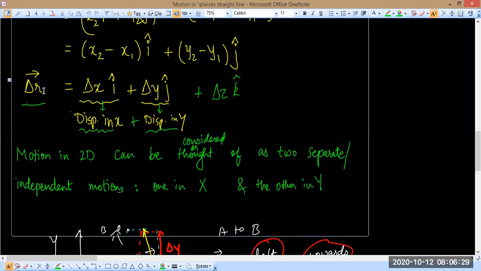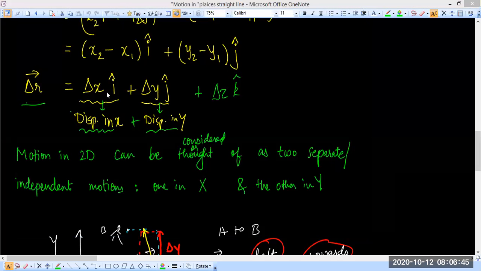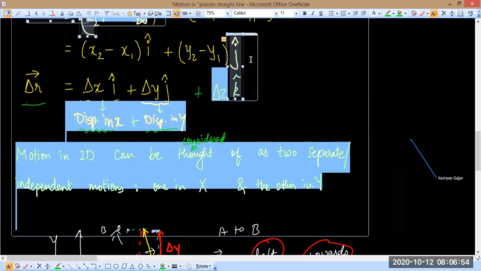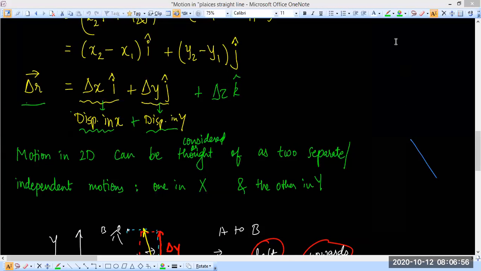So this delta r vector is actually made up of two displacements. One is delta x, displacement in the x direction, and the other is delta y, that is displacement in the y direction. Similarly, suppose this was in 3D, then there will be a third component, that is displacement in the z direction. All right, so that is what we have got.